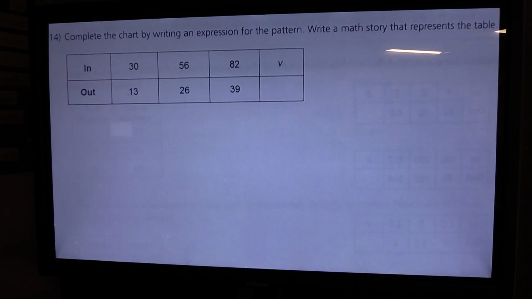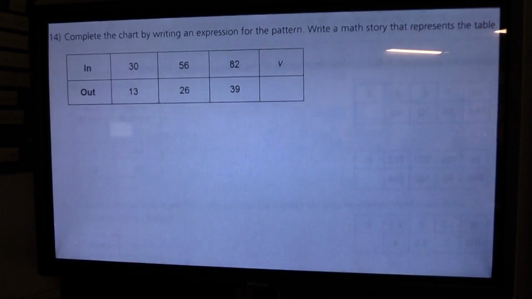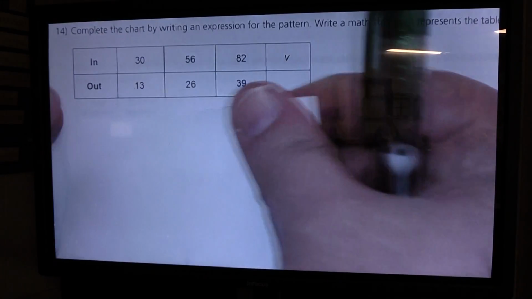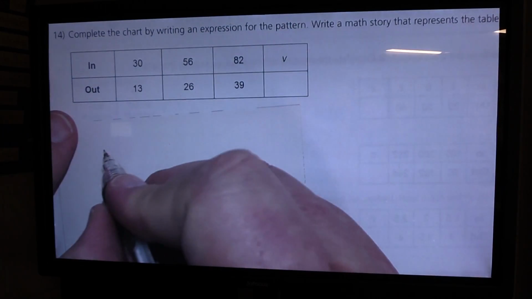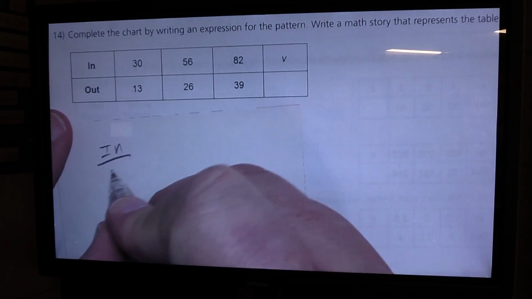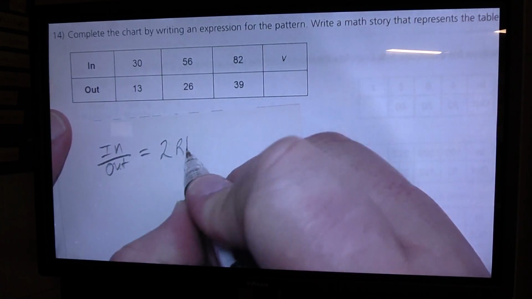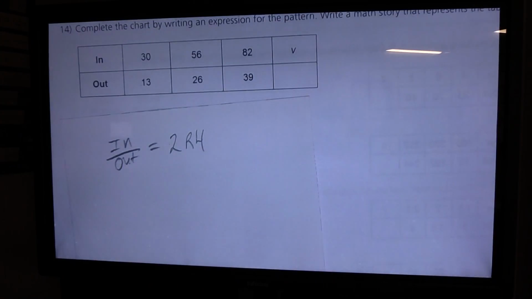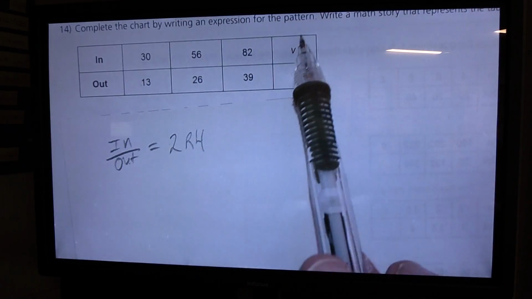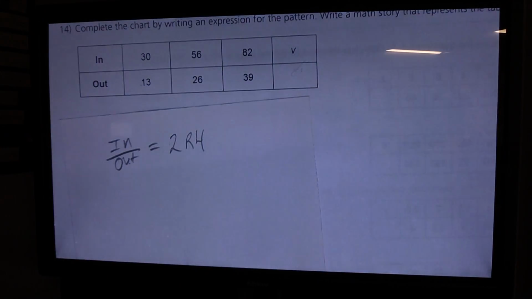I want you to take that information and see if you can come up with a pattern. We said that you could take the in, and I'll write in, you can divide it by the out, and it's going to give you 2 with a remainder of 4. I want you to take a couple minutes and see if we can make that into an algebraic expression that will help us figure out what goes here if this B was 200 or something. All right, go ahead and work in your groups for a minute and see.